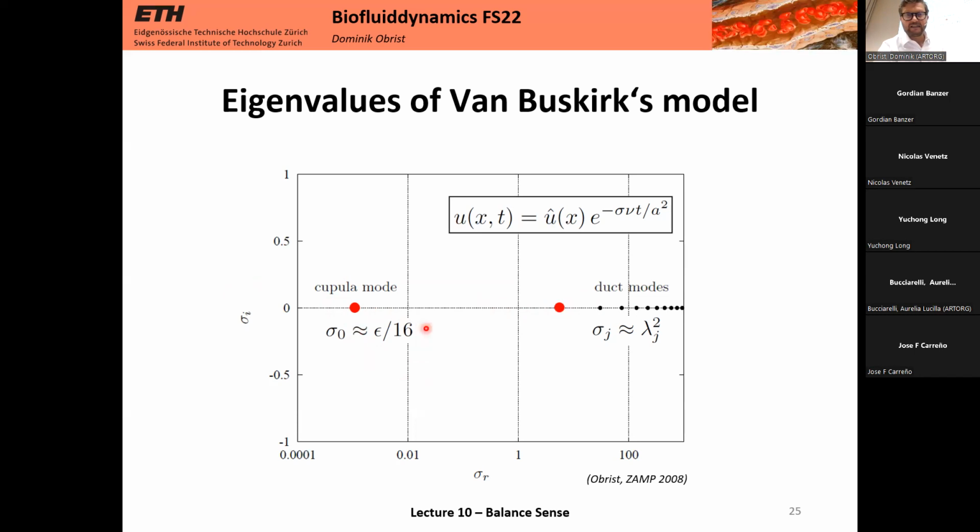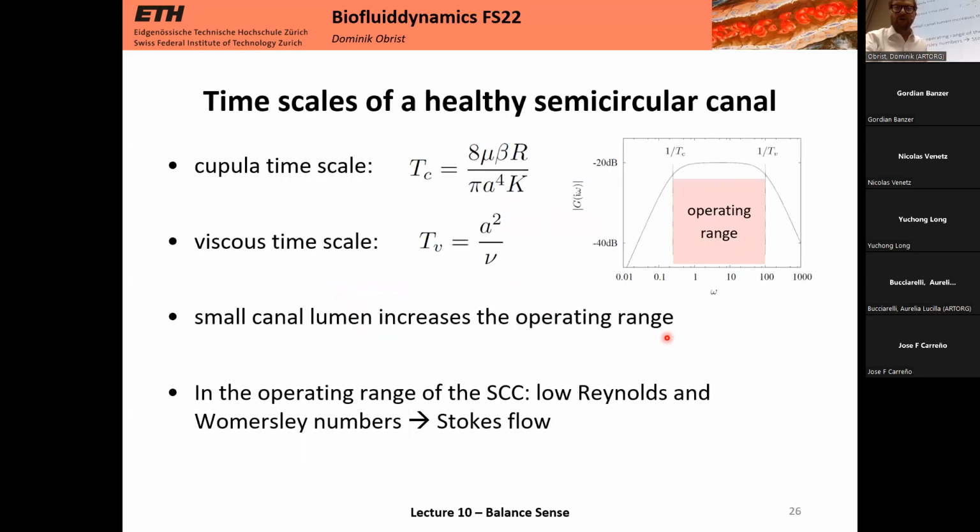And the cool thing now is that we get actual expressions, real numbers for it, which are not based on this phenomenological Steinhausen model, but which are based on the actual model using Navier-Stokes. So we can describe the cupola timescale by this formula. K is the stiffness of the cupola, R is the size of the canal, A is the radius of the slender duct, mu is the viscosity, beta is a geometrical parameter. And again, we have the viscous timescale, which comes out nicely as A squared over nu. This is where this all came from.